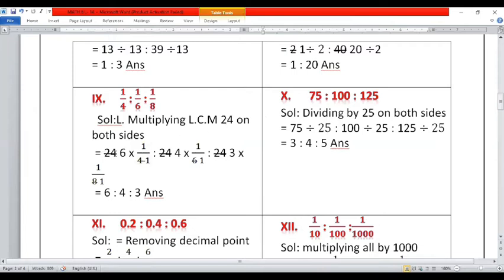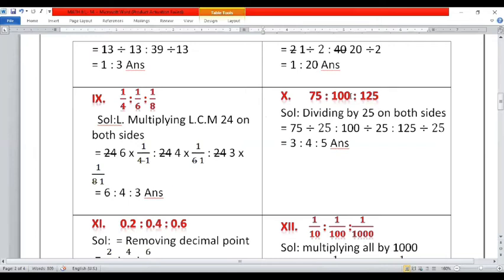In the same way, I multiply all values by 24. Here 4 ones are 4, 4 sixes are 24. Here 6 ones are 6, 6 fours are 24. Here 8 ones are 8, 8 threes are 24. So the answer is 6 ratio 4 ratio 3.